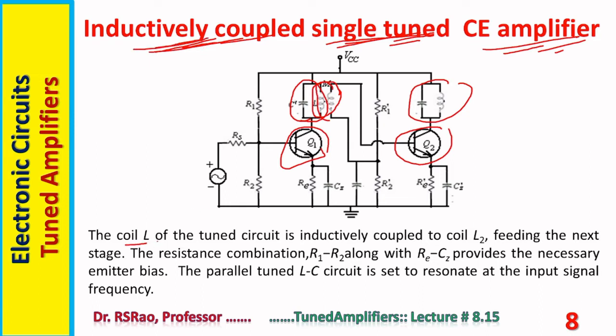Now, the coil L of the tuned circuit is inductively coupled to coil L2, feeding the next stage. The resistance combination R1, R2 along with RE and CE provides the necessary bias. The parallel tuned LC circuit is set to resonate at the input signal frequency. This is one LC circuit, this is another LC circuit. All these circuits are set to resonate at a frequency equal to the input frequency. Of course, that is synchronous tuning.